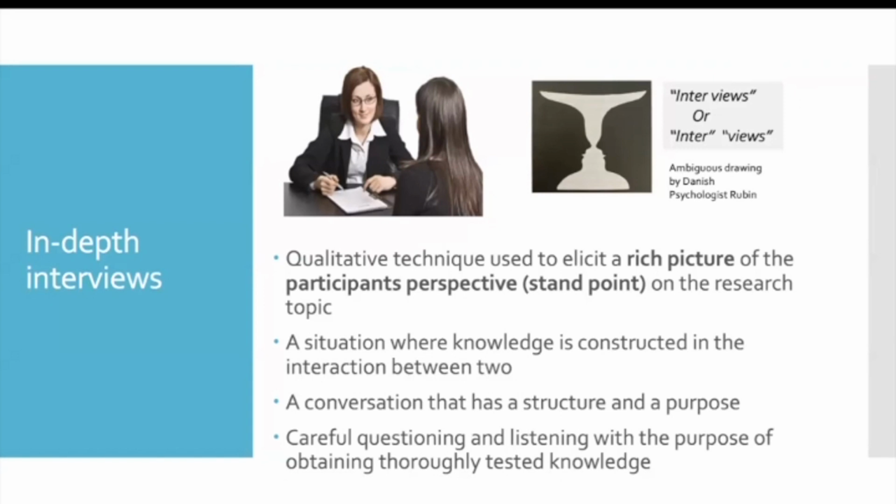So let's talk about in-depth interviews first, because it is the most widely used technique, specifically by health researchers, or qualitative health research. An interview is something that happens between two individuals. From the name, it implies it goes in depth into the particular theme. So it's a qualitative technique used to elicit a rich picture of a participant's perspective or standpoint.